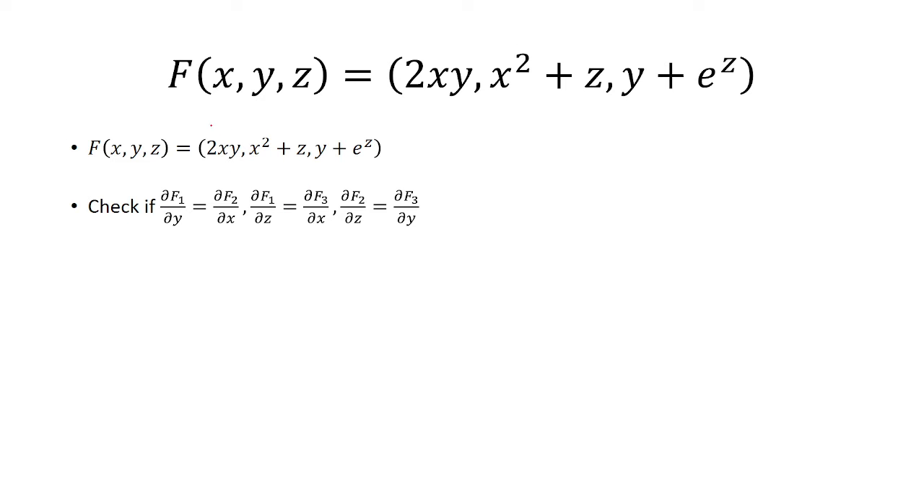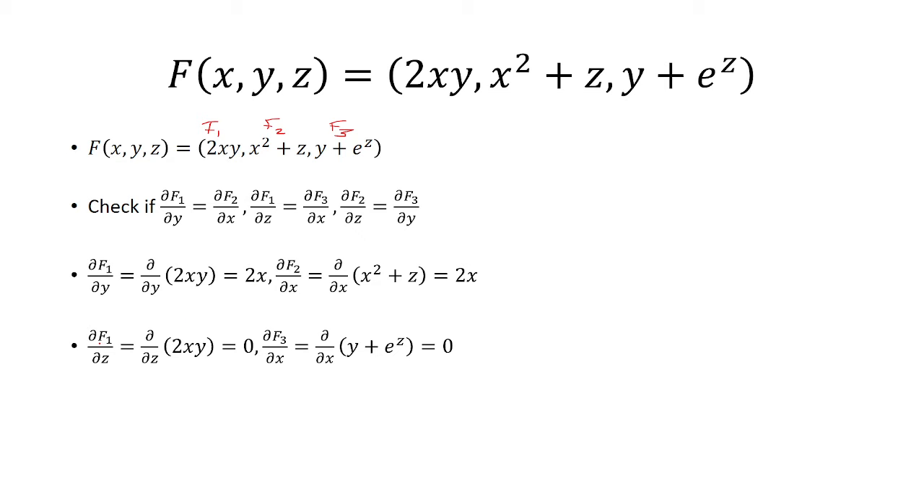So the first check is taking the partial of f1 with respect to y, setting it equal to partial of f2 with respect to x, etc. So we take first f1 with respect to y and f2 with respect to x. We see that the derivatives are both 2x.